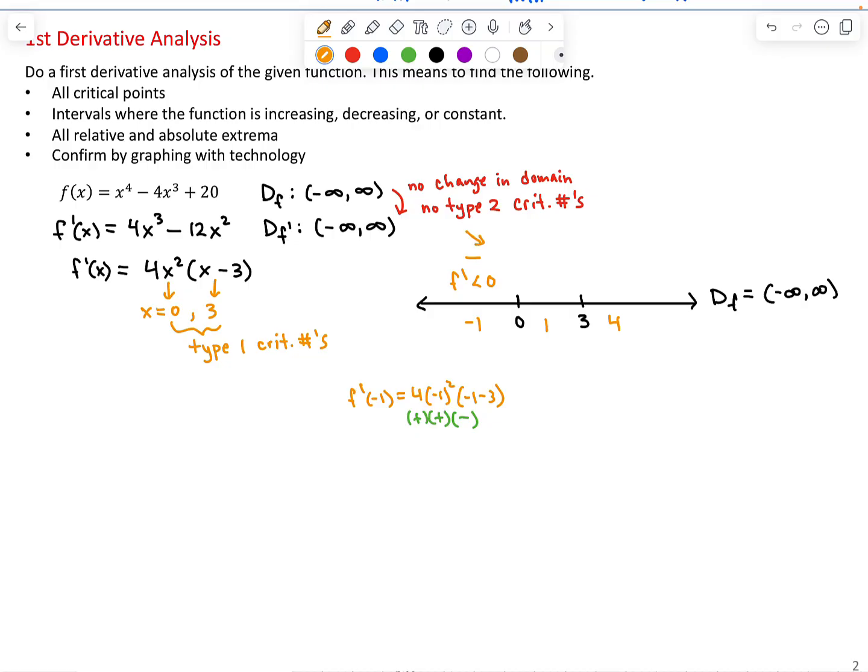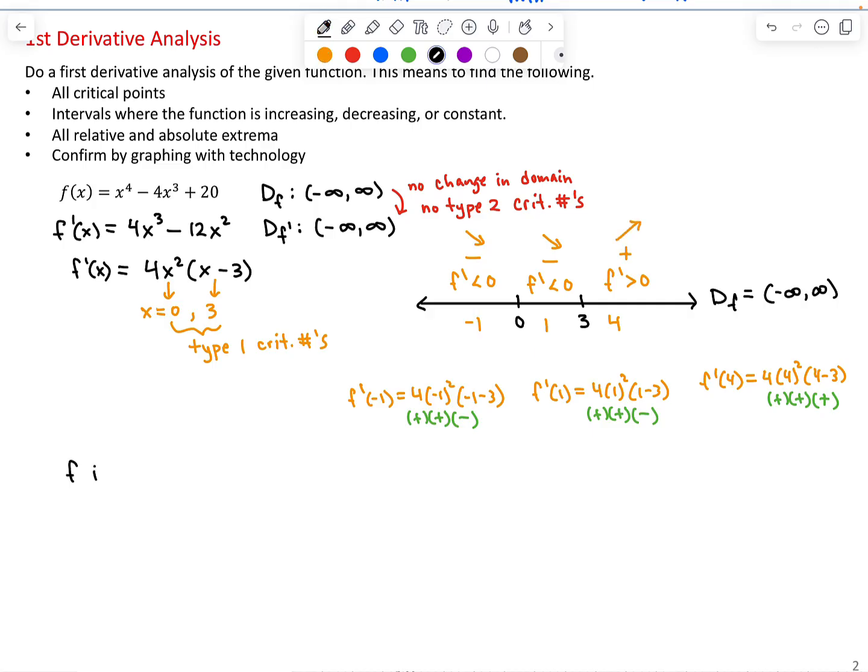Now let's test 1. F prime of 1 would be equal to 4 times 1 squared times 1 minus 3. Again, that's a positive times a negative. So again, we have a negative derivative on this interval. I can put a minus sign, which means that the function itself is decreasing. And now let's test 4. F prime of 4 would be 4 times 4 squared times 4 minus 3. Well, this will be a positive times a positive times a positive, which means f prime is positive on this subinterval. I'll put a plus sign, which means that the function is increasing from left to right.